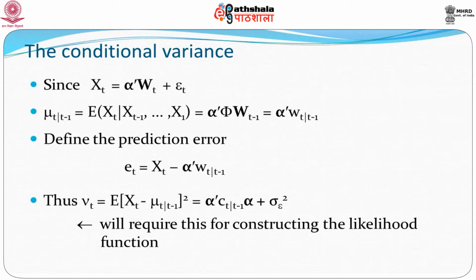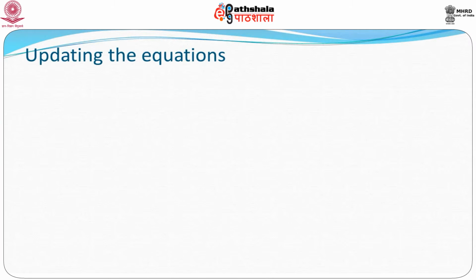Similarly, nu t, which is the conditional variance, would come out as alpha prime Ct given t minus 1 alpha plus the error variance, which is sigma epsilon square, and we will require this to construct the likelihood. Mind you, the likelihood involved the Et and the nu t's. But the problem is, we said that we are given Wt minus 1, Ct minus 1. How do you get this? So, suppose we are given this, then how do you get Wt and Ct for the next step?